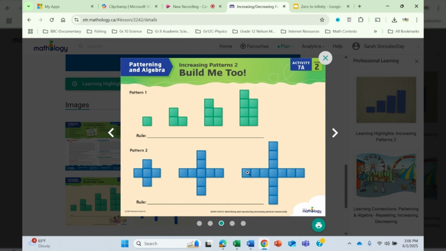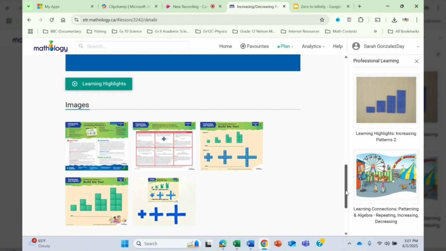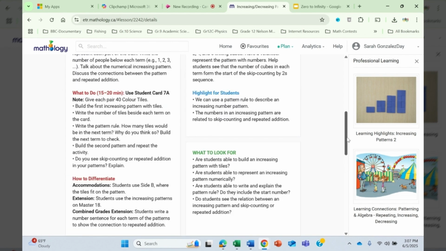And the students are going to have physical tiles to make these. Okay, they just need to be able to see the patterns. The what to do tells you what you need to tell the students to do. So for this activity, you have to give them the tiles and tell them to build the first increasing pattern, write the number of tiles, and write the pattern rule.